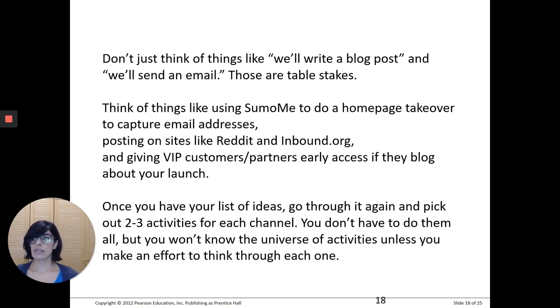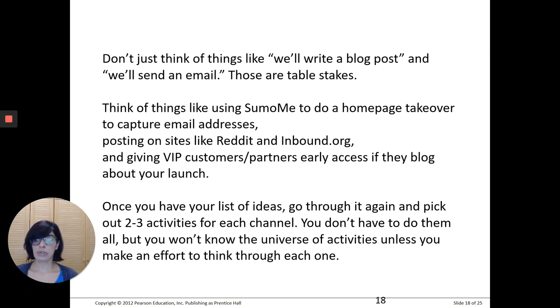Don't just think of things like, oh, we'll write a blog post or we'll send an email. Those are things that are very, very obvious. Think of things like using SumoMe to do a homepage takeover and capture an email address. So this is where you get a piece of software, the SumoMe software, you attach it to your website, and when somebody comes to your website, it actually looks like a landing page, and the entire purpose of that is to capture an email address. So that's where you're building your email list.